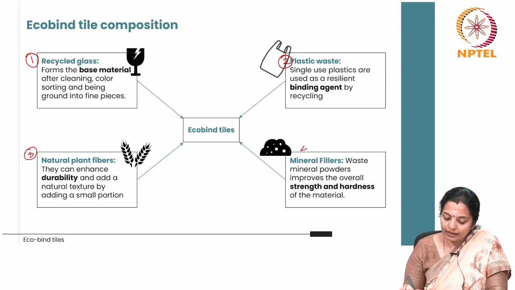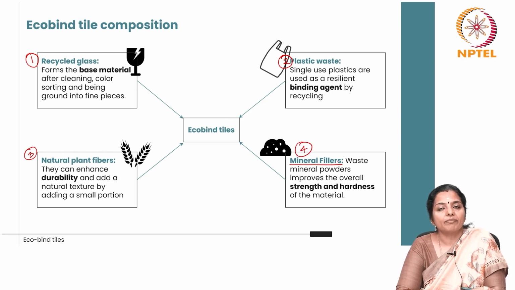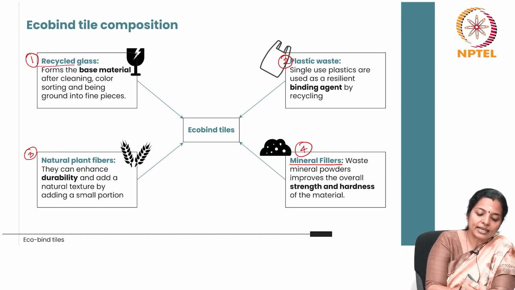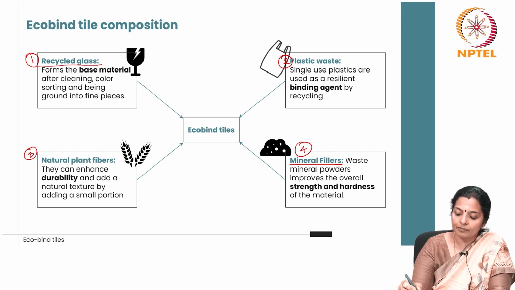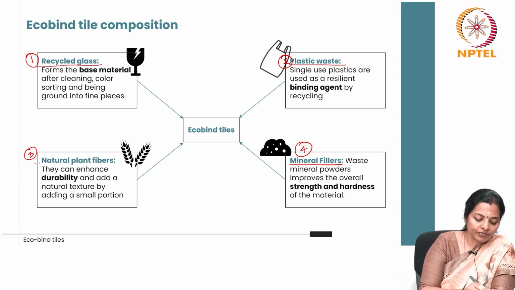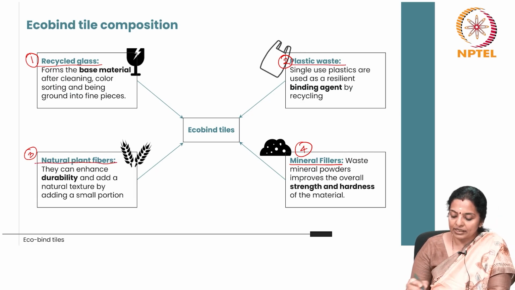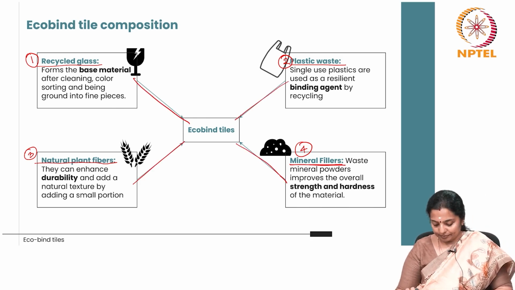The fourth component is the mineral fillers. These are waste material powders from various industries like quarrying and mining. These are incorporated to improve the overall strength and hardness of the material. So basically, Ecobind tiles comprise recycled glass, plastic waste, natural plant fibers and mineral fillers, all combined to give a product called Ecobind tiles.